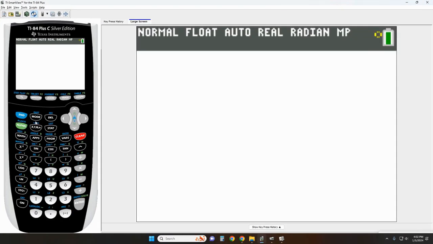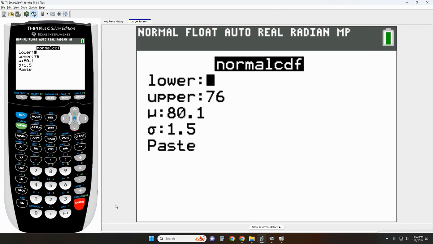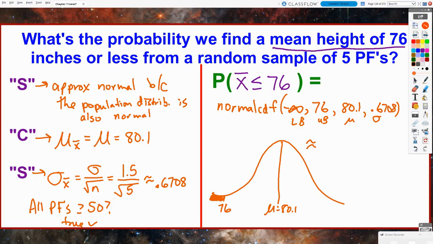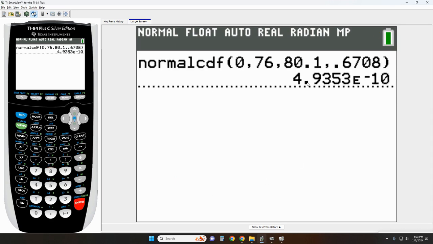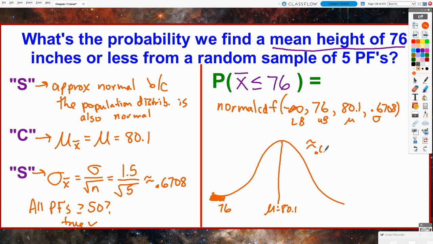So let's jump back to here and grab our normal CDF command. I'll just say 0, 76, 80.1, 0.6708. And we get 4.935 times 10 to the negative 10th power. So that is 0.0000000004935, or you could write it in scientific notation, which I would be perfectly fine with. So would you be shocked if you could find 5 random power forwards that had a mean height collectively of Mr. G's height of 76 inches or less? Absolutely. That is going to be almost like winning the lottery type of rare.